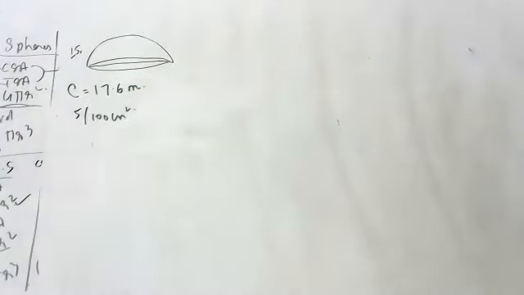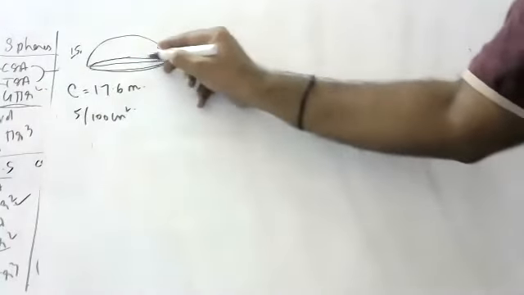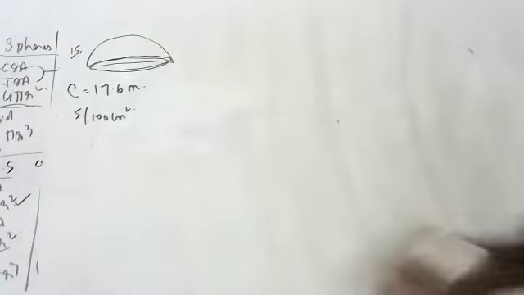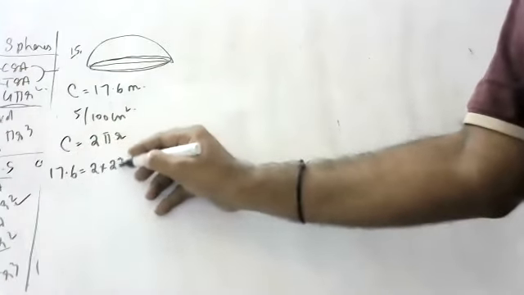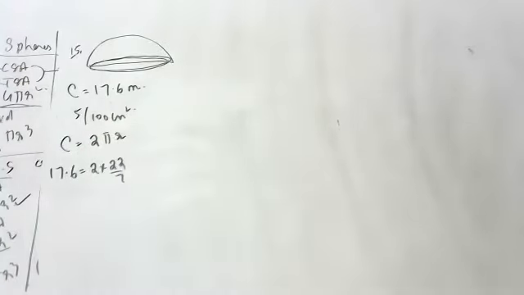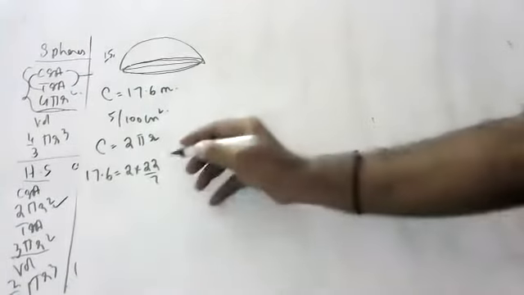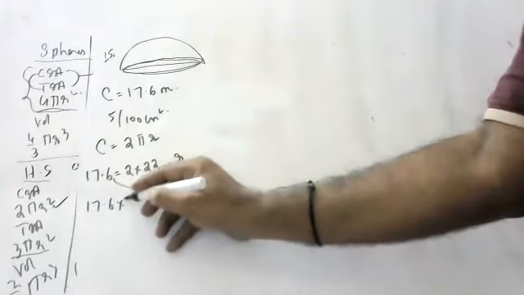The circumference is 17.6 meters. Okay, Nana, see here. This circumference is 17.6. What is the formula for the circumference of a circle, Saisha? 2 pi r. So 17.6. Tell, Nana: 2 into 22 by 7 into r.